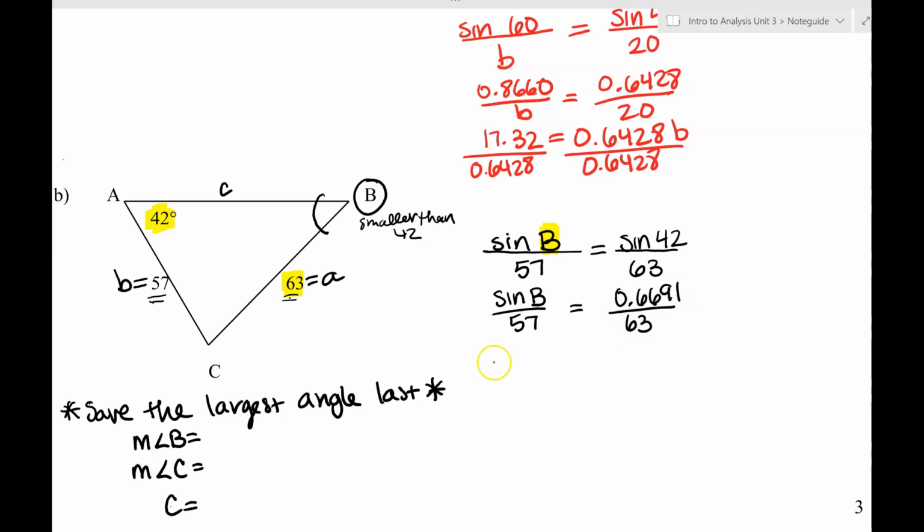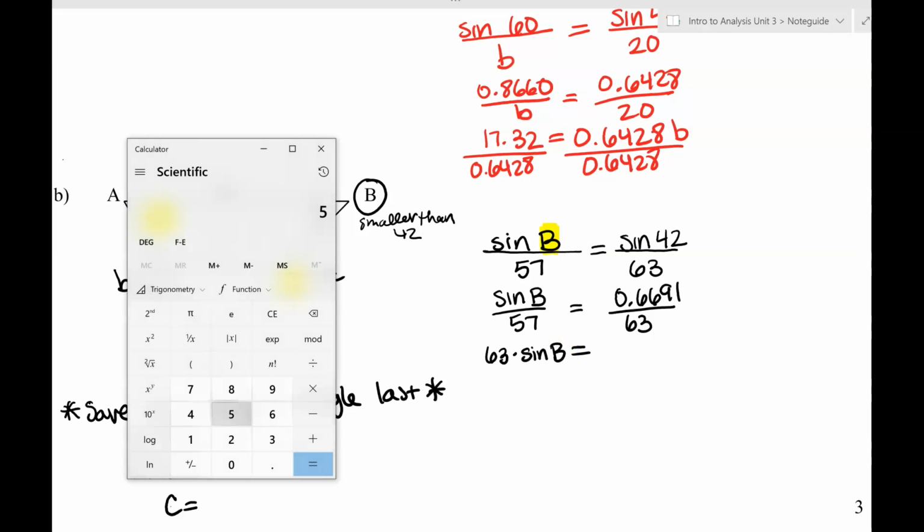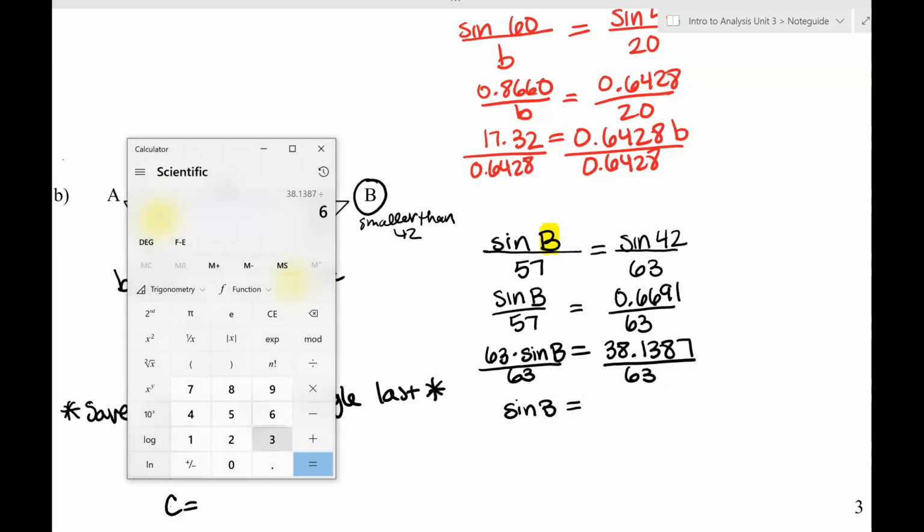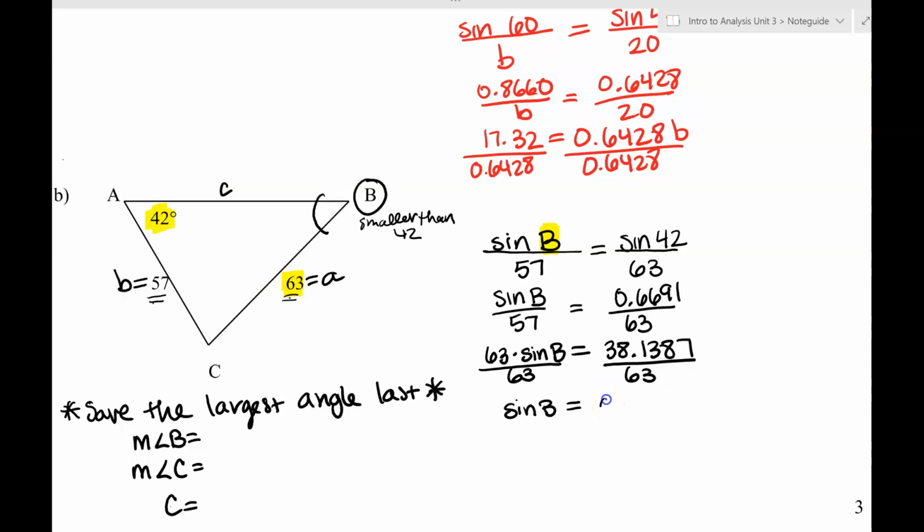And then I'm going to go ahead and cross multiply. So 63 is multiplying with sine of B, and then 57 is multiplying with 0.6691, giving me 38.1387. I'm going to divide by 63 because I'm working to get B alone. And I'm going to have that the sine of B is equal to 0.6054.